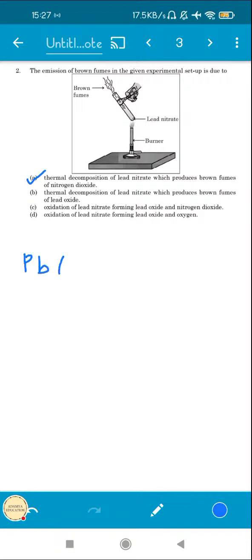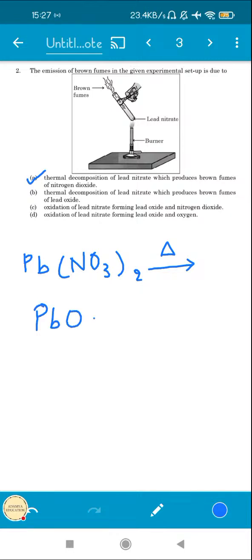So lead nitrate, that is Pb(NO3)2, when it is heated, this triangle symbol represents heat for those who don't know, we are going to get lead oxide. We are going to get nitrogen dioxide, which is causing the brown fumes. Along with that, we are also going to get oxygen. Okay, let's now move on to the next question.